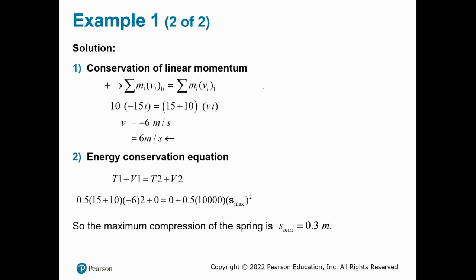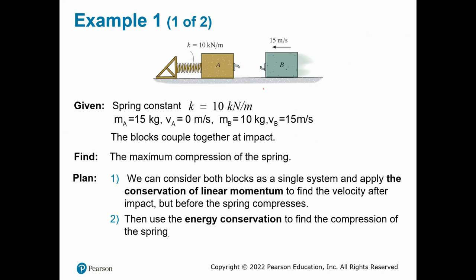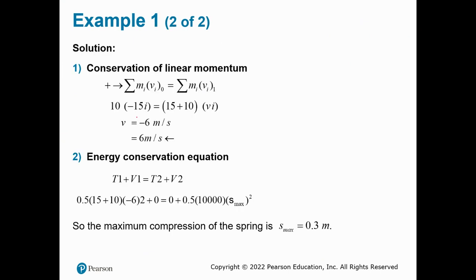The initial total momentum equals the final total linear momentum. Initially, A is not moving, so A's mass times velocity is 0. So I only have the mass times the velocity for block B. Since block B is coming from the right, you will have 10 times negative 15 in the i direction. Afterwards, they stick together, so you can look at the two particles as one: 15 plus 10 times velocity v in the i direction. We have one equation and one unknown. Solving, the velocity after the collision, together, equals negative 6 meters per second. The negative sign means that they're moving to the left together.